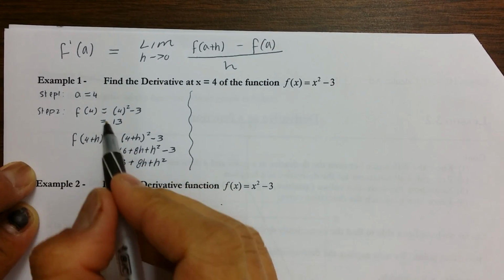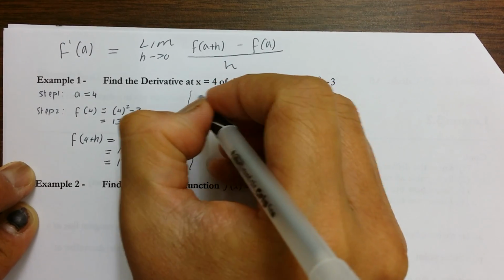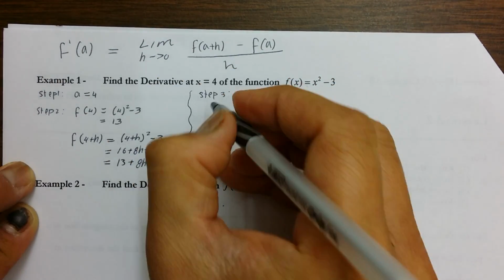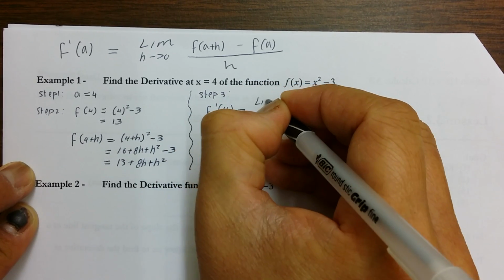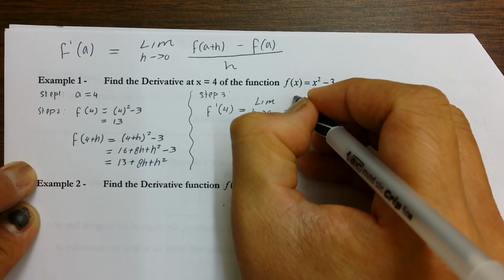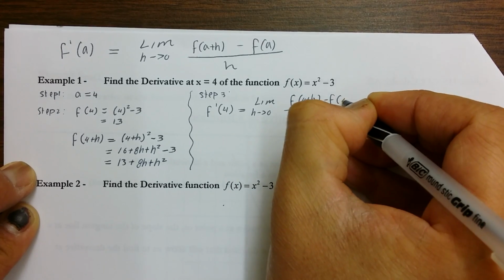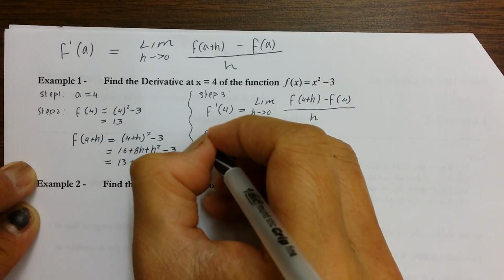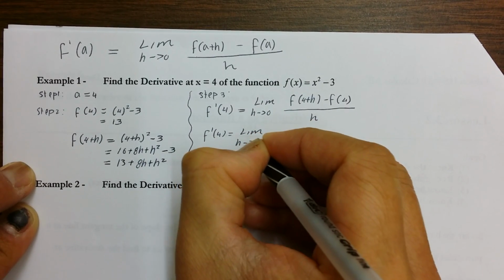Step 3, go ahead and plug them into the derivative formula. So step 3, here's how I like to begin step 3. Start by writing f prime at 4 is equal to the limit, and then just write its symbol so that you know exactly what you're doing. Okay, and now it is time for us to plug those in. So we know that f prime at 4 is equal to the limit as h runs to 0.